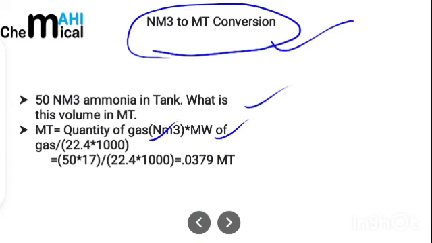A query is given to us where we have to convert Nm³ to basically metric ton. 50 Nm³ of ammonia is present in a tank. What will be its quantity in metric tons?